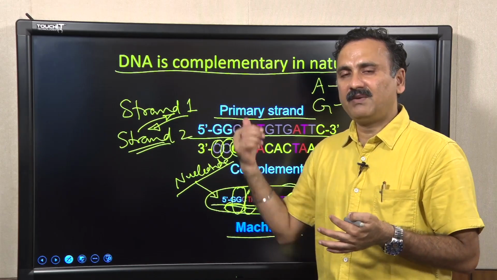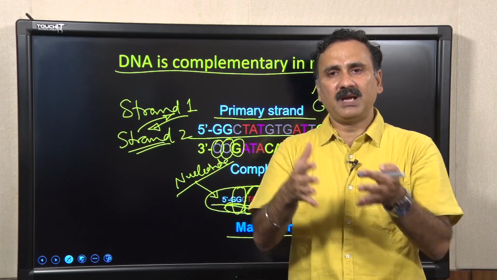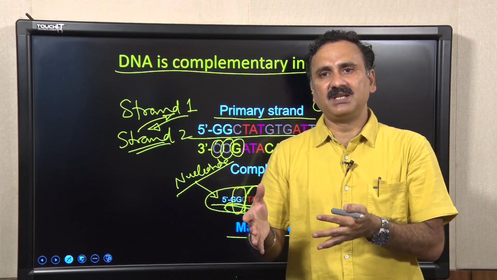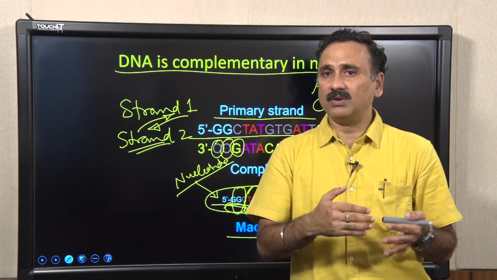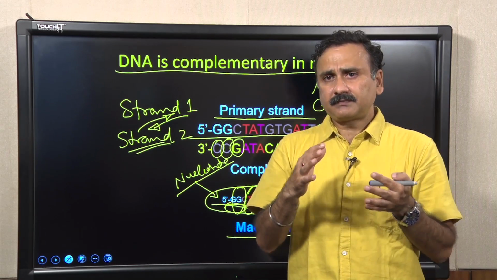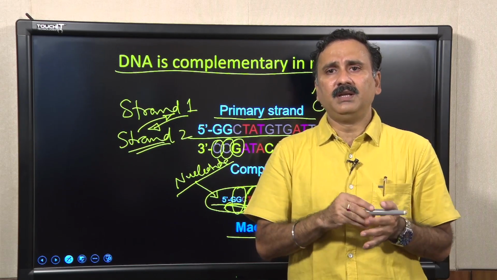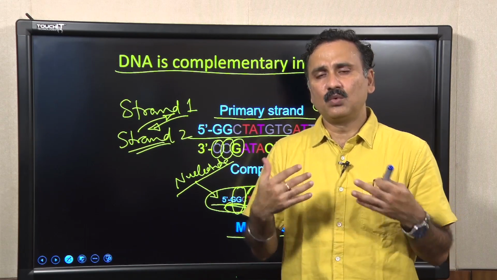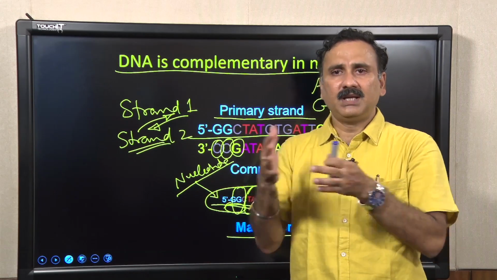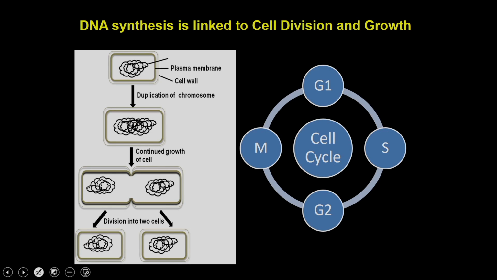So far we have discussed the molecule which is going to be amplified during the polymerase chain reaction, and now we are going to understand the machinery. The DNA synthesis machinery is the basis of life on earth, and it is very crucial for duplicating the DNA, and DNA synthesis is linked to cell division as well as growth.